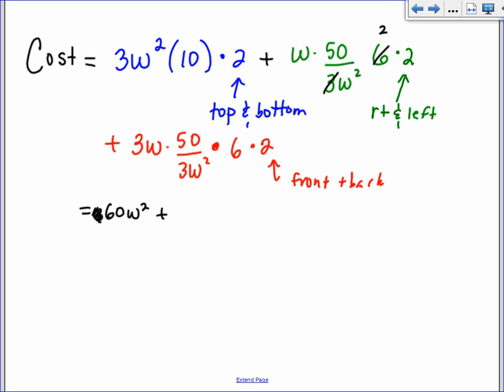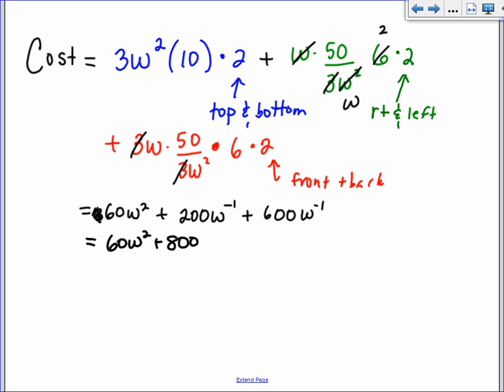is it 200? Yeah, 200 w to the -1. Oh, yes. Because the w and the w squared make a w on the denominator, so that's w to the -1. So we can't write 200 over w. You can do 200 over w, but remember you're getting ready to take the derivative, and it's easiest if you do 200 w to the -1. All right, and then 3 and 3. So 600 w to the -1, like that. So you really have 60 w squared plus 800 w to the -1. Did you guys get that?